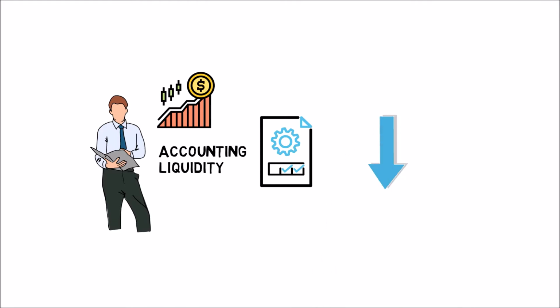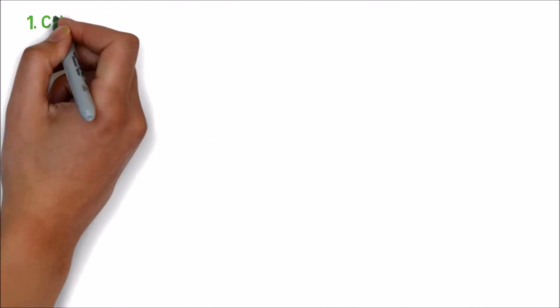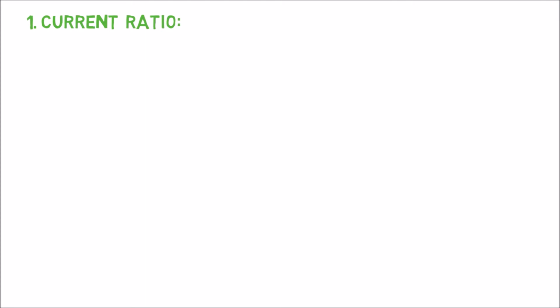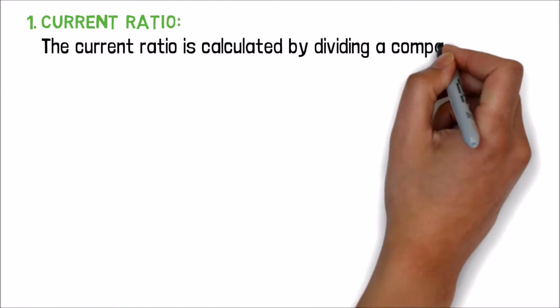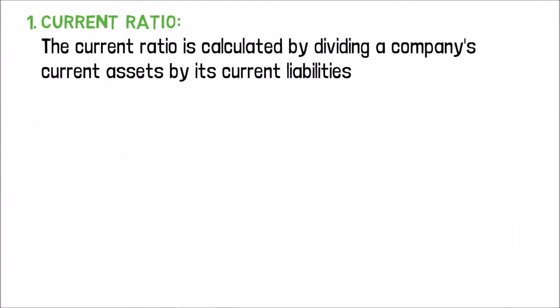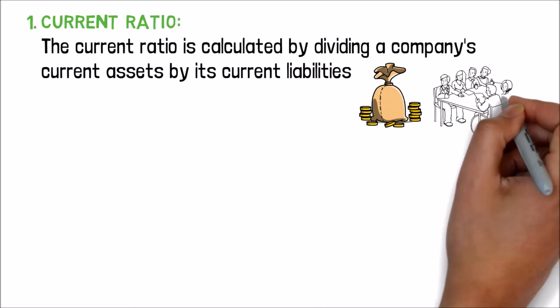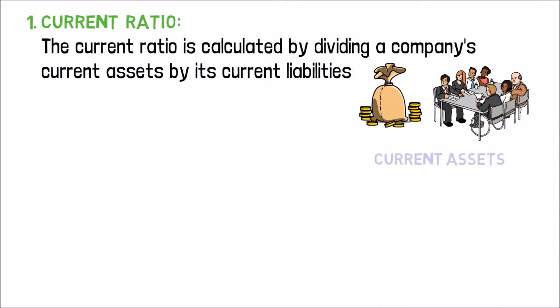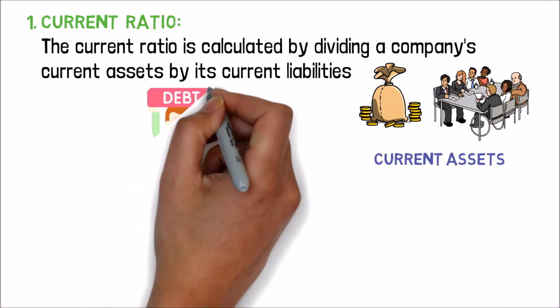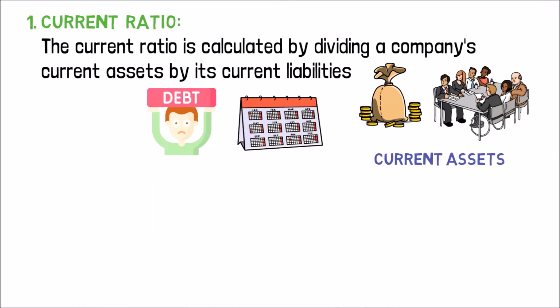The following factors are typically determined. Current ratio. The current ratio is calculated by dividing a company's current assets by its current liabilities. Cash and other assets the firm expects to use or consume in a year are included in the current assets, while debts due within the next 12 months are included in the current liabilities.